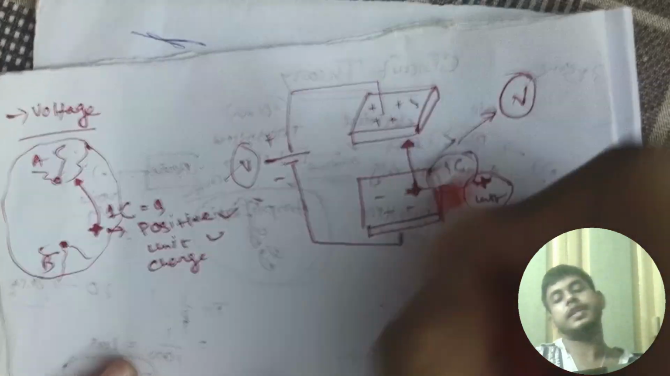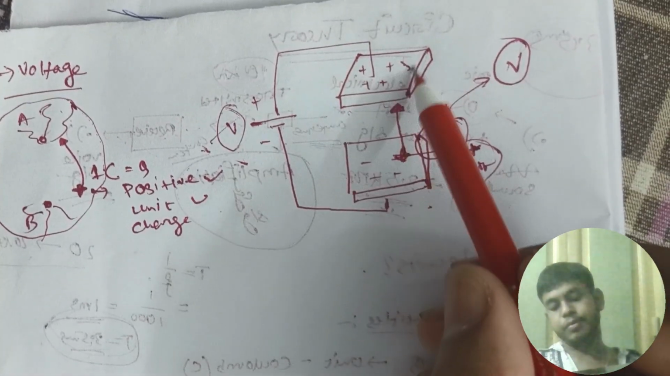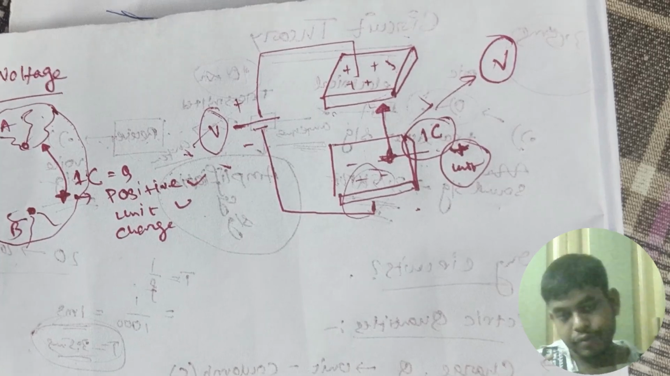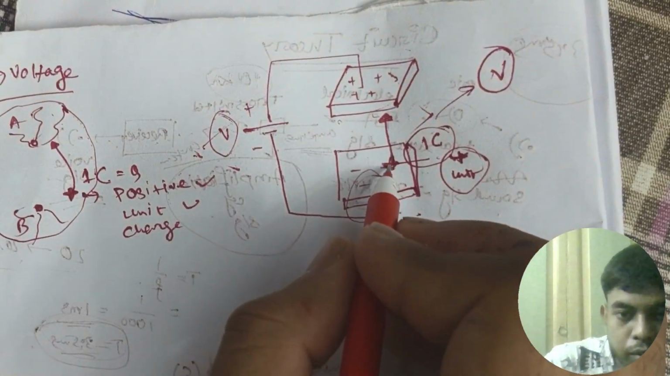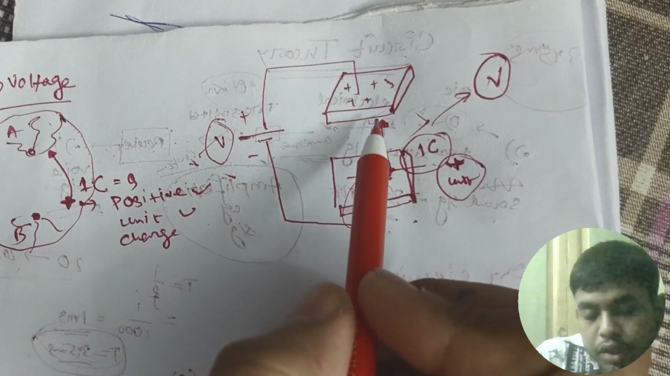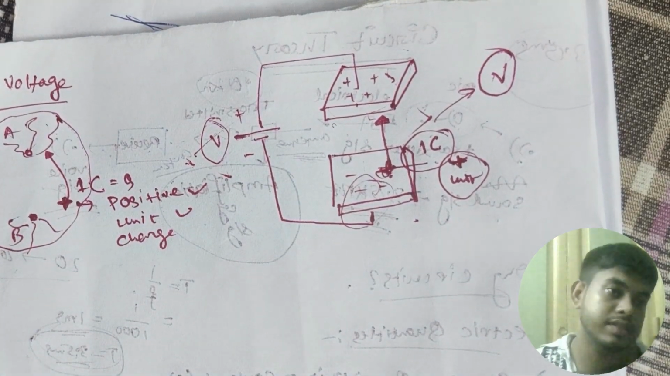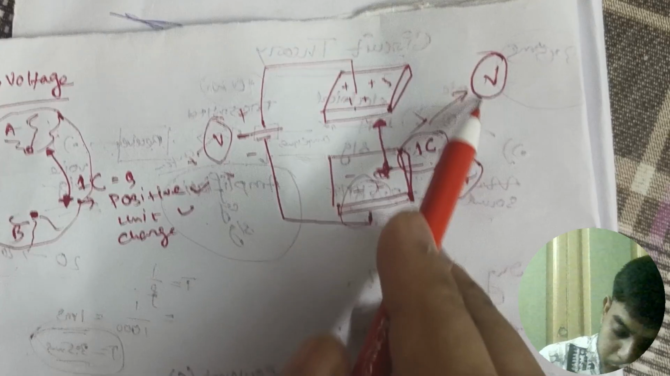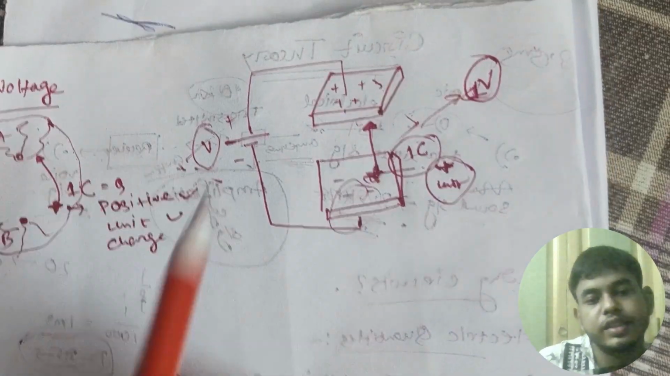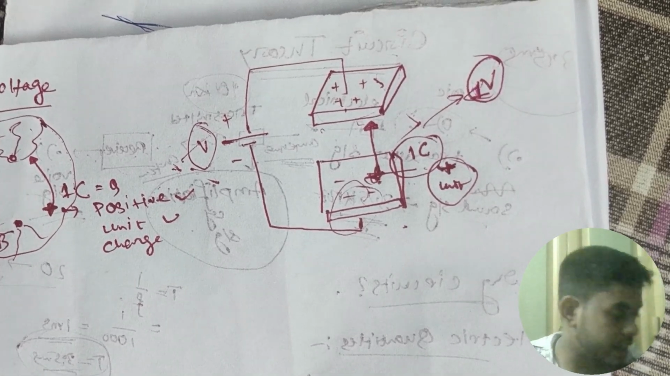So this V is giving the difference of positive charges over here and negative charges over here. If you keep a positive 1 coulomb charge over here and move it to the positive plate over here, then the energy which will be required would be 1 voltage. That is the value of voltage. You understand?